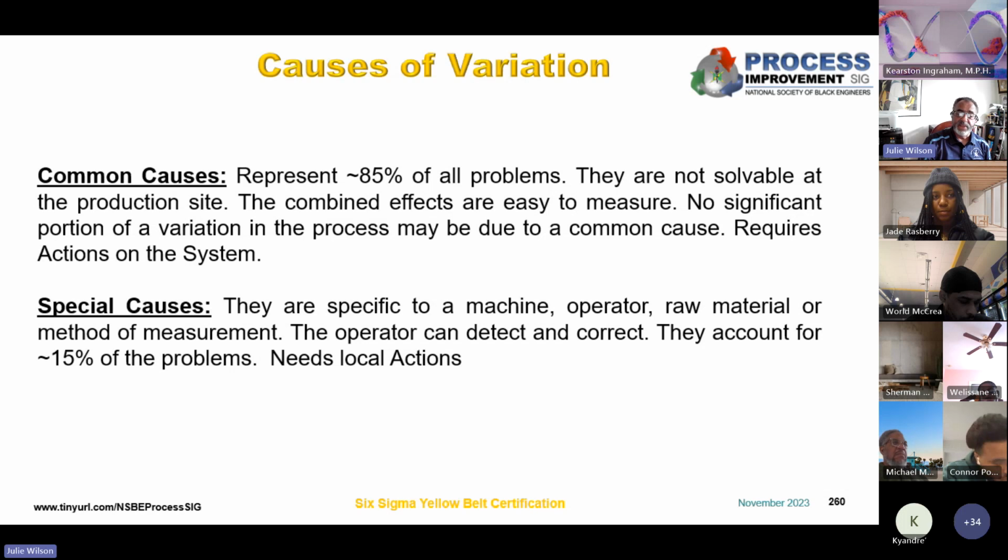The operator can find these things and detect and correct them, and they account for about 15% of the problems. They need local actions. These are like special events that happen. A high-level example is, if you're running a process and you produce 10% defects on an annual basis, on a week-to-week basis you may have a great week where you only make 4% waste, and you may have a bad week where you have 15% waste, and it fluctuates back and forth between those 2 levels. Well, there were a couple of times in the summer where you had a week with like 40% waste. Okay. Well, what happened?